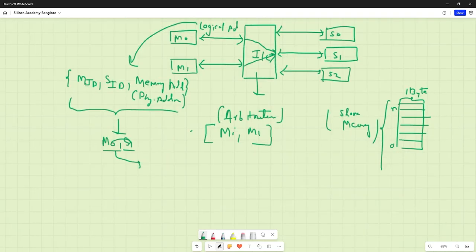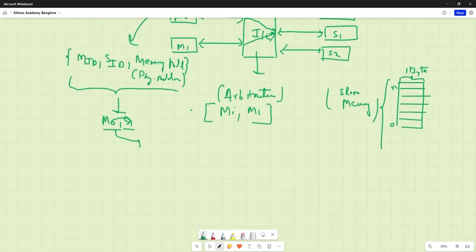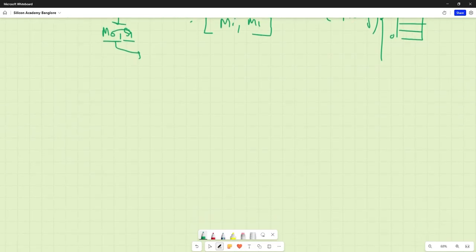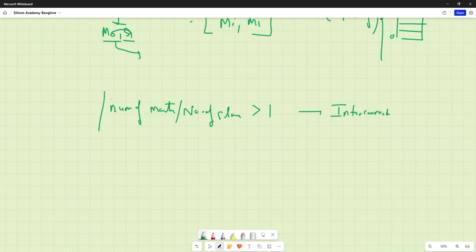Okay, so up till now we have seen the interconnections between multi-masters and multi-slaves, and also a single master and single slave. One simple rule of thumb we need to remember is that whenever the number of masters or the number of slaves is greater than 1, we need an interconnect. We should go for an interconnect. There is no other way of establishing a connection between them.